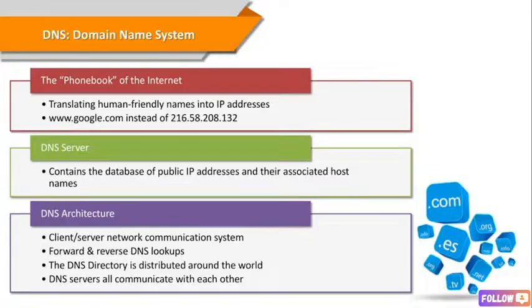The DNS directory that matches name to number isn't located all in one place. Pretty much like the Internet itself, the directory is distributed around the world, stored on domain name servers that all communicate with each other on a very regular basis to provide updates as well as redundancies. With more than 332 million domain names listed by the end of 2017, a single directory would be very large indeed.